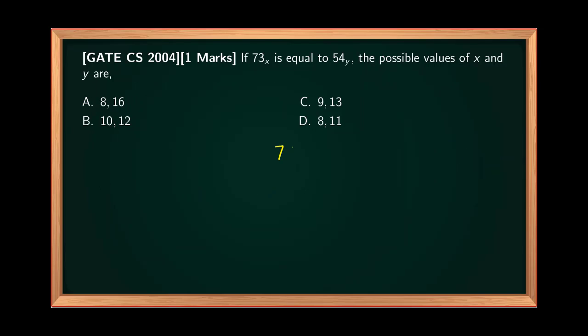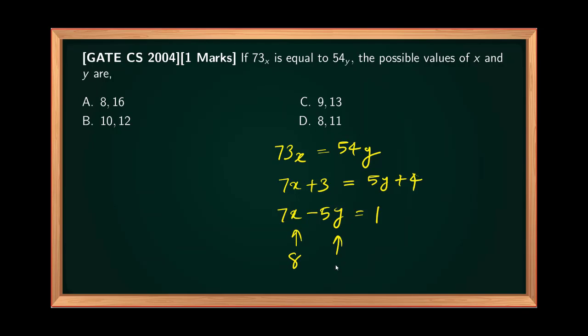Given 73 to the base x equals 54 to the base y. Converting into decimal equivalents, 7x plus 3 decimal equals 5y plus 4 decimal. 7x minus 5y equals 1. If you put x equal to 8 and y equal to 11, 56 minus 55 is 1.